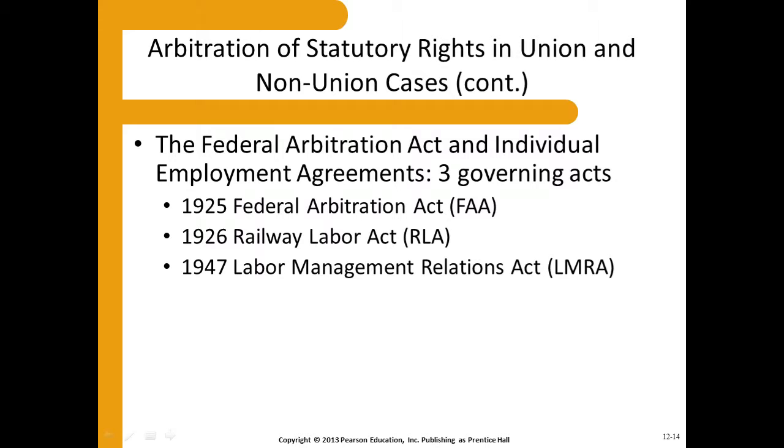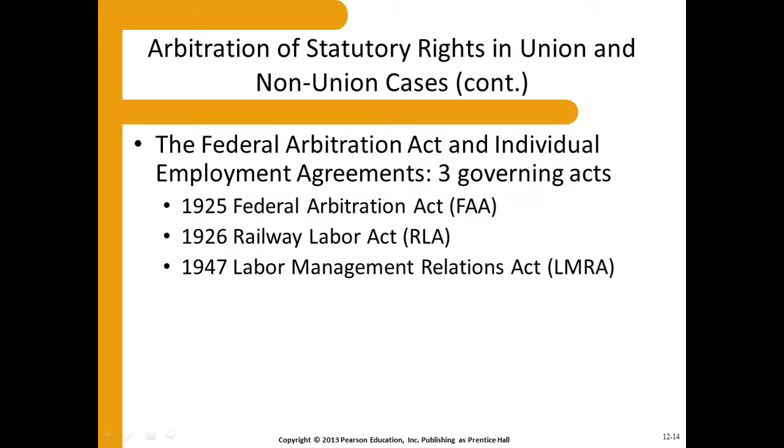And so in the United States, 3 statutes govern the private sector arbitration of disputes. The 1947 Labor Management Relations Act, which provides for the arbitration of disputes involving CBAs. The 1926 Railway Labor Act, which has jurisdiction over disputes between employees and carriers of the railway and airline industries, and the 1925 Federal Arbitration Act, which is also called the United States Arbitration Act, or the FAA.